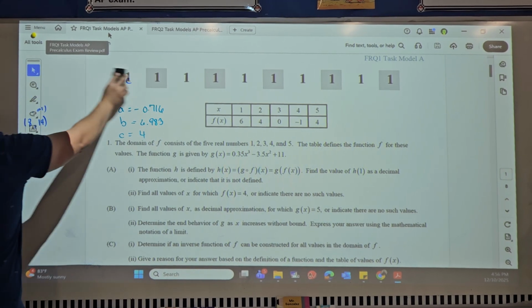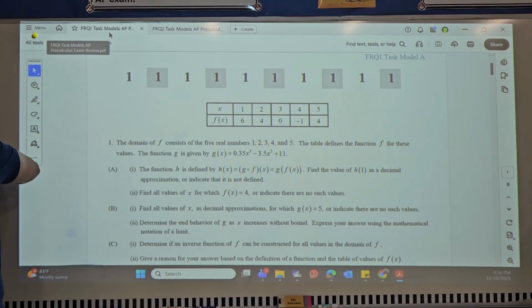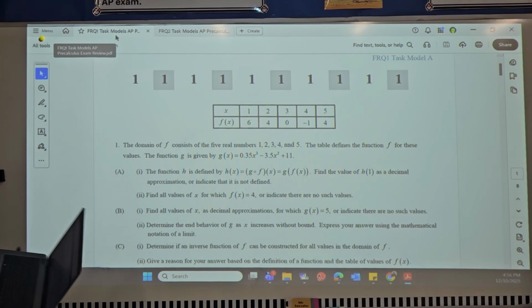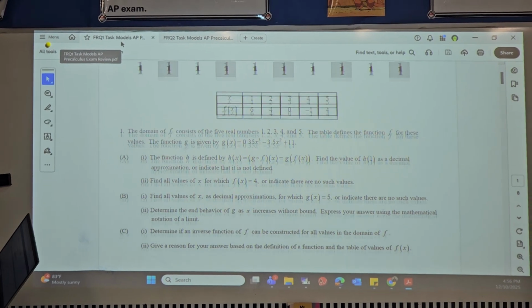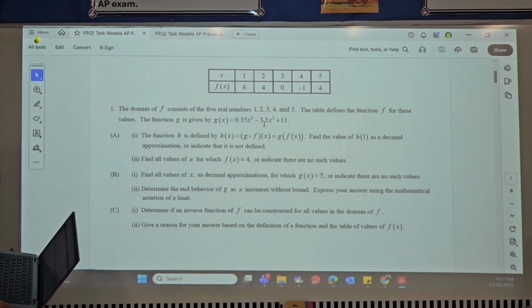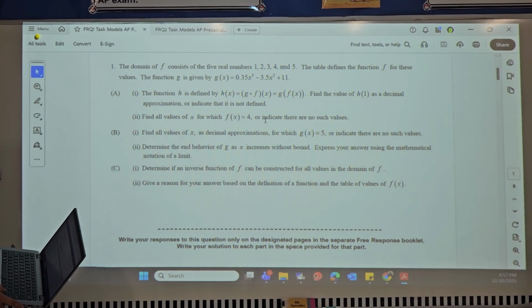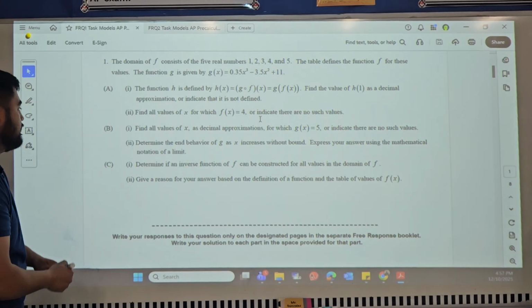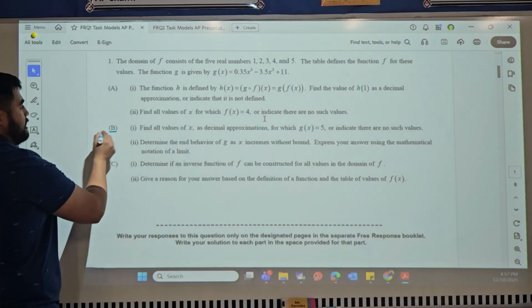So that was it for FRQ2. On this one, what we need to focus on is not the table, right? This is a whole different example. I don't care about the table. I only care about this function right here, because now I'm gonna focus on B.